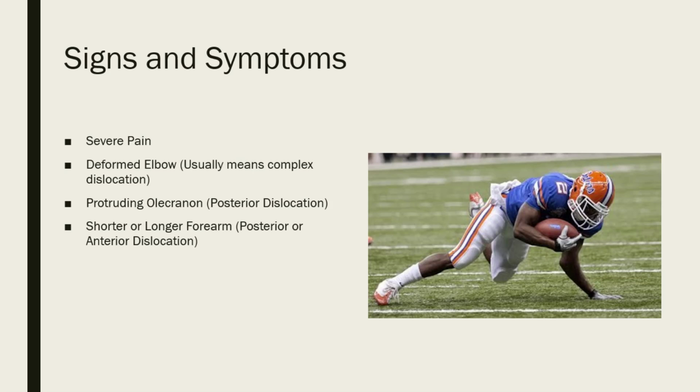Signs and symptoms you see for dislocations are severe pain in the joint and a deformed elbow, and that usually means something bad happened, whether it's a complex dislocation, a rupture, or a fracture. A protruding olecranon usually indicates a posterior dislocation. And bilaterally, if the forearm is shorter than the other one, that usually means it's a posterior dislocation, or if it gets longer than the bilateral comparison, then it is an anterior dislocation.